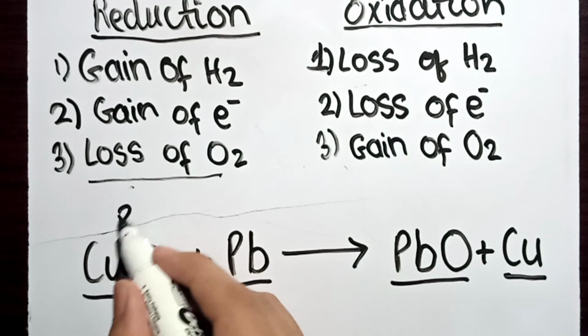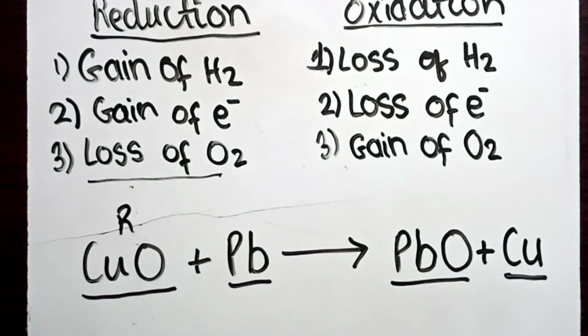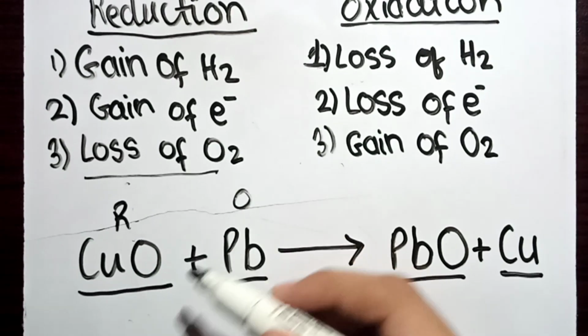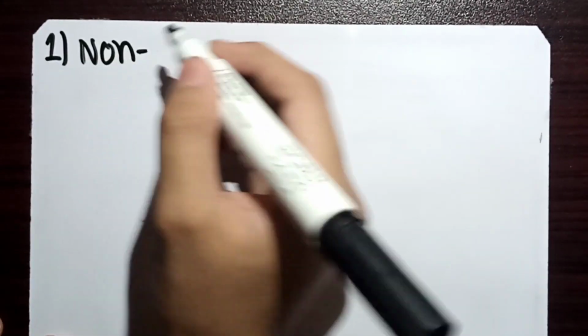Here, oxygen gas is lost, and on the product side the copper is alone. It means that now the lead has gained the oxygen gas. It means that the lead would be oxidized.